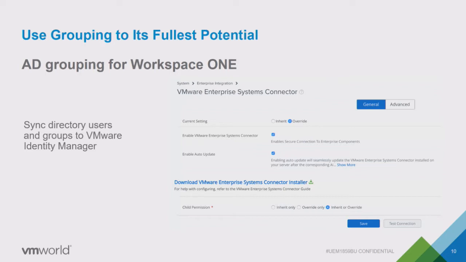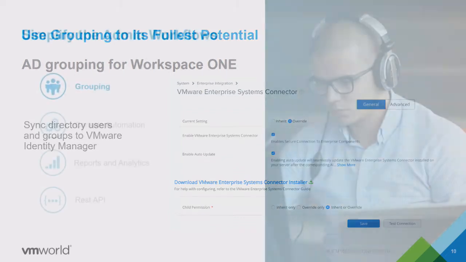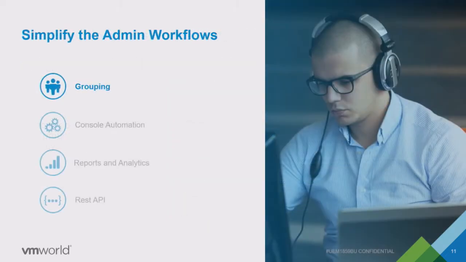So what we would do from an AirWatch perspective is all of those users and all of those groups that you've made available from your AD to the AirWatch console, you have the ability of pushing that over a REST API to VMware Identity Manager and use those same groups for assigning your users. All right, so let's talk about grouping. Let's move on to the next one.